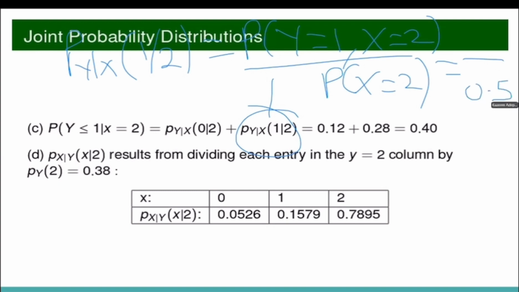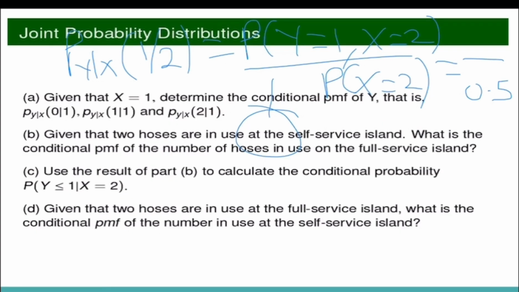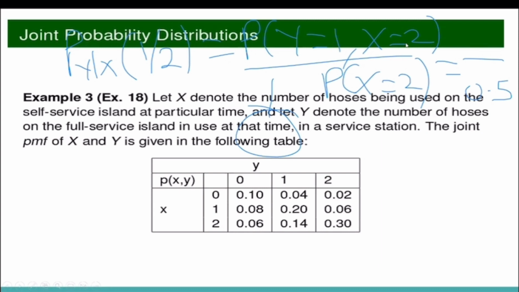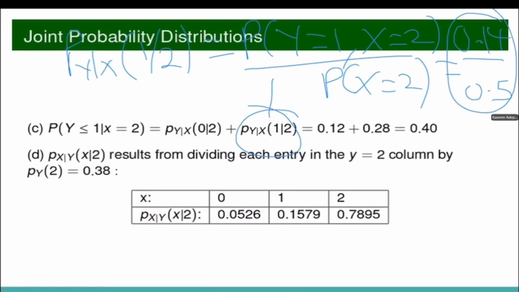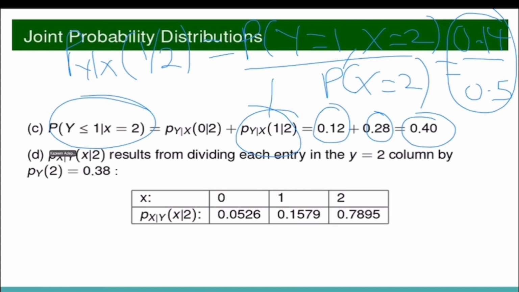Now we need to go back to the table. Anytime you want to figure out the probability of the joint, that is the essence of that multiplication table. So I'm going to go back right now. When y equal to 1, x equal to 2, take a look at that, that would be 0.14. So it's 0.14 divided by 0.5. That should give you 0.28. Then I'm going to add them up, and finally this is going to give me 0.40. Okay, so that's how to go about that.